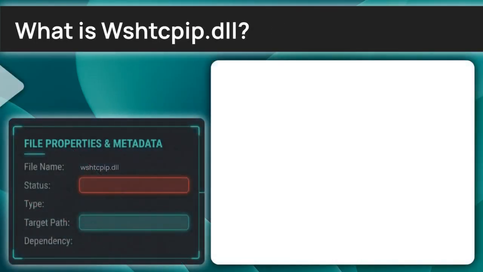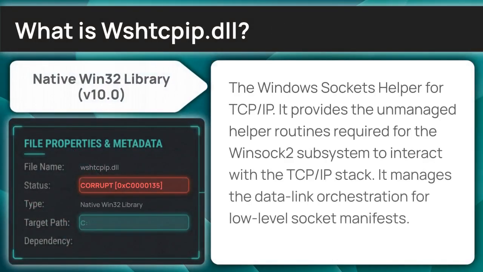This is the Wshtcp.dll library, the Windows Sockets helper for TCP/IP. It provides the unmanaged helper routines required for the WinSock2 subsystem to interact with the TCP/IP stack. It manages the data link orchestration for low-level socket manifests. With that context in mind, our first logical step is a clean reinstallation.